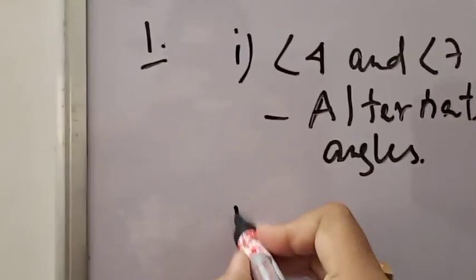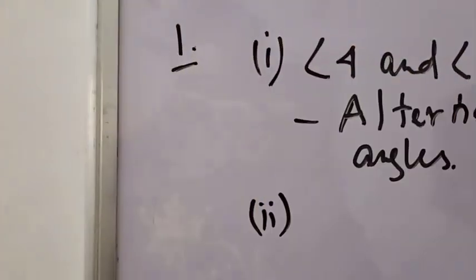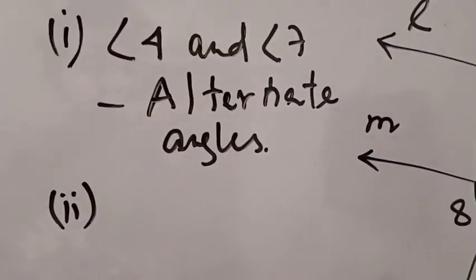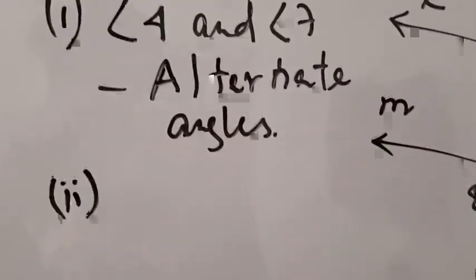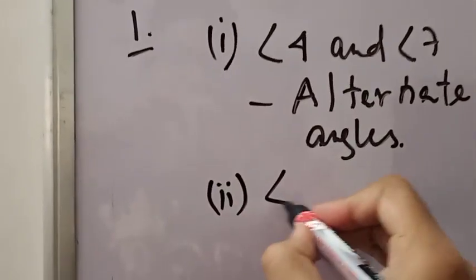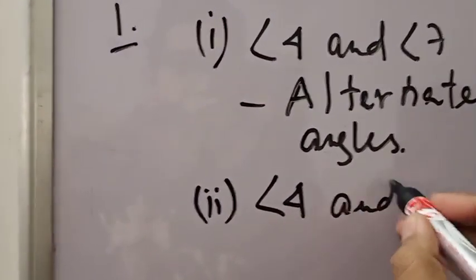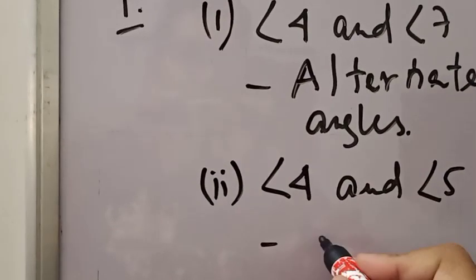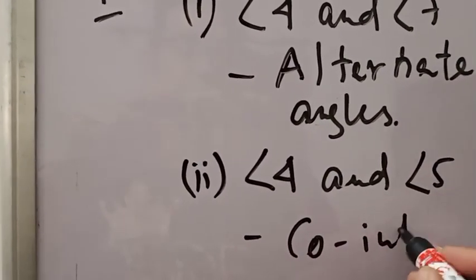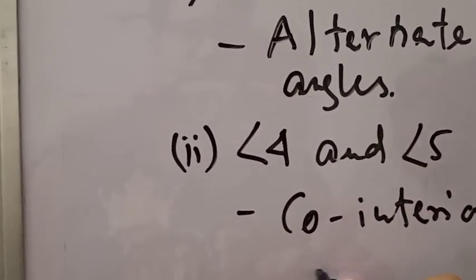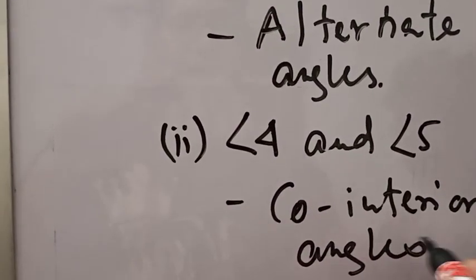In number 2, see that angle 4 and 5. So 4 and 5 are co-interior angles. So angle 4 and angle 5 are co-interior angles.